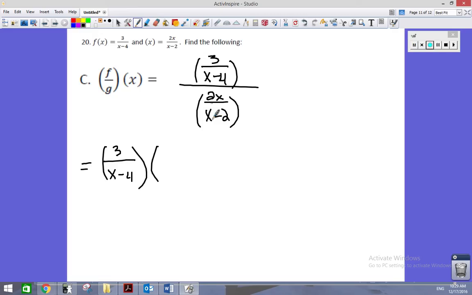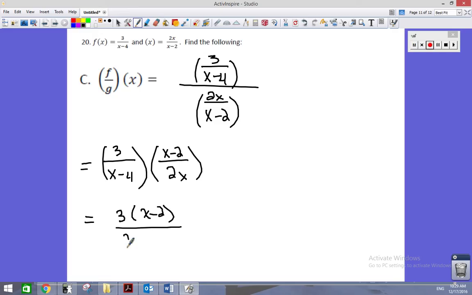So if I flip this, 2x over x minus 2, and now I don't see anything that would cancel. So to multiply fractions is pretty easy. You just go straight across the numerator, straight across the denominator. So I have 3 times x minus 2.